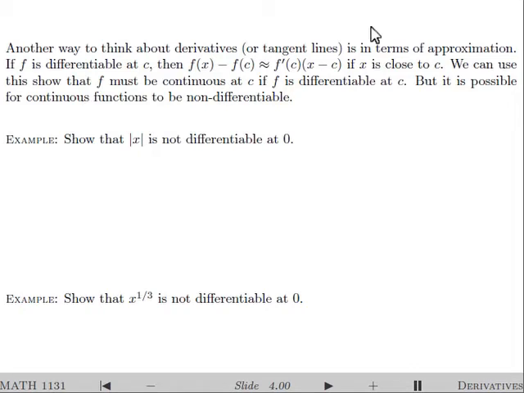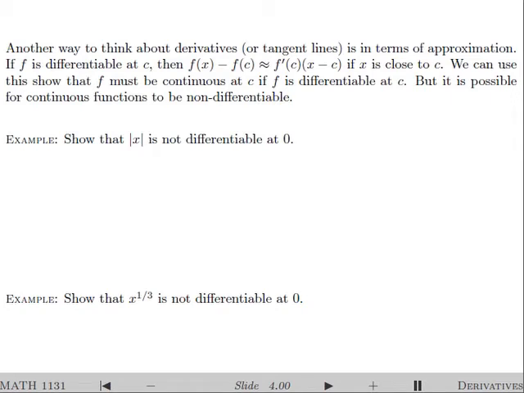So note that in particular, this says that if x is close to c, then f of x minus f of c is proportional to x minus c, so that's close to 0, or f of x is close to f of c. So this says that if f is differentiable, it's continuous. It also indicates that to say something is differentiable is a stronger statement than saying that it is continuous. So we can expect that a function that's continuous may not be differentiable.